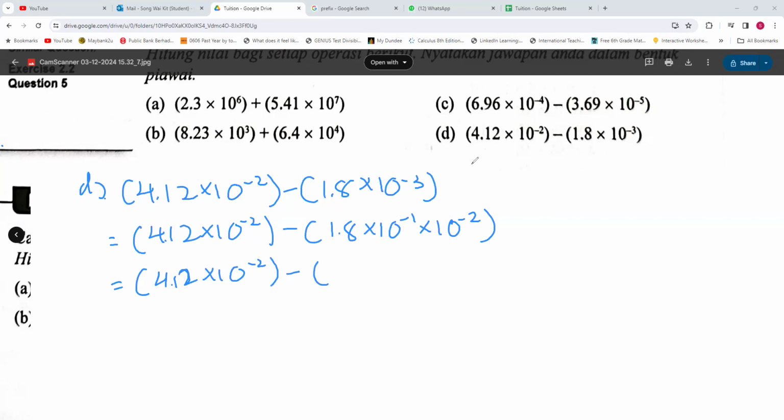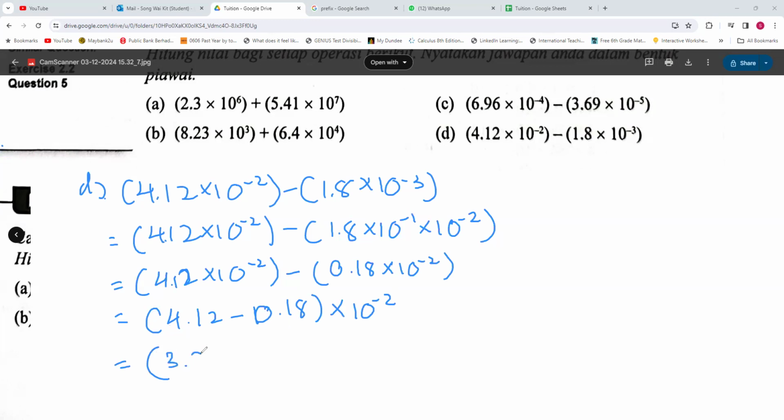All right, let's do this. 1.8 times 10 power negative 1 gives 0.18. Then you can just factorize the power 10 negative 2 out. Why did I put a times there? Silly me. It's a deduct here. What is 4.12 minus 0.18? We get 3.92. I don't actually need this bracket here.